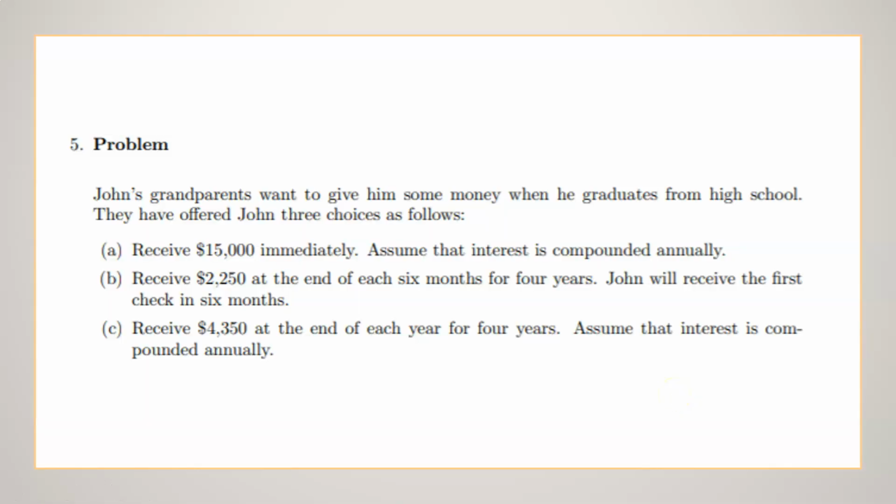So the problem given to us says John's grandparents want to give him some money when he graduates from high school. They have offered John three choices as follows. The first one is receive $15,000 immediately and assume that interest is compounded annually. The second choice is receive $2,250 at the end of each 6 months for 4 years, and John will receive the first check in 6 months. The third choice is receive $4,350 at the end of each year for 4 years, assuming that interest is compounded annually.